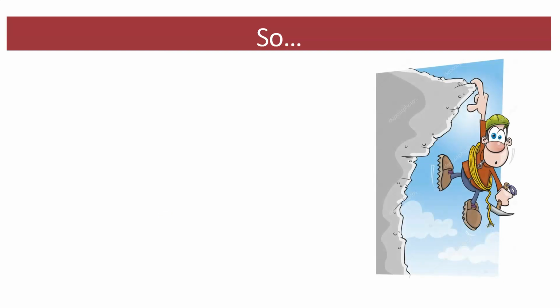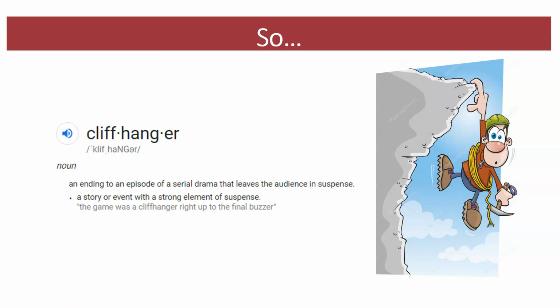So I bet you're dying to know if these girls are just friends or if they're in fact related. Well, you're just going to have to wait until tomorrow to find out. We call that a cliffhanger. According to the dictionary, a cliffhanger is an ending to an episode that leaves the audience in suspense. And hopefully you're in a little suspense.